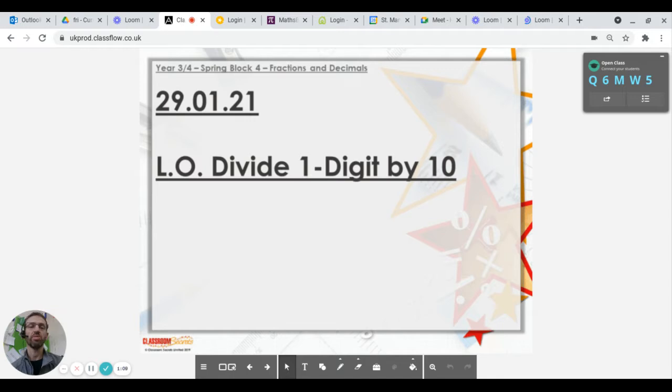Okay, so today's learning objective and date is on the board. Could you pause the video to get that down? We are dividing one-digit numbers by 10. To divide one digit by 10.